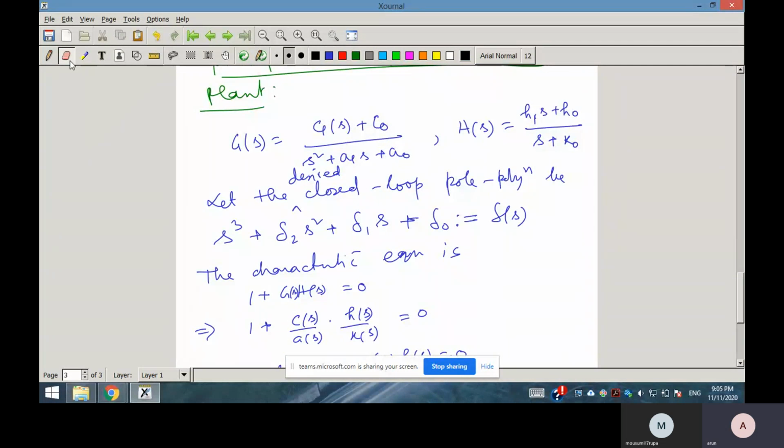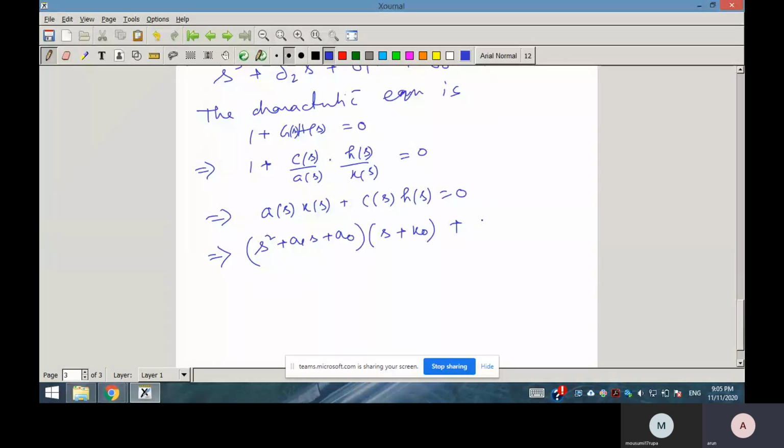C1 again. I'm writing this bracket, but this bracket is not needed. This is C1S plus C naught. So this is your C1S plus C naught. And what is your HS? HS is your H1S plus H naught. This should be equal to 0.